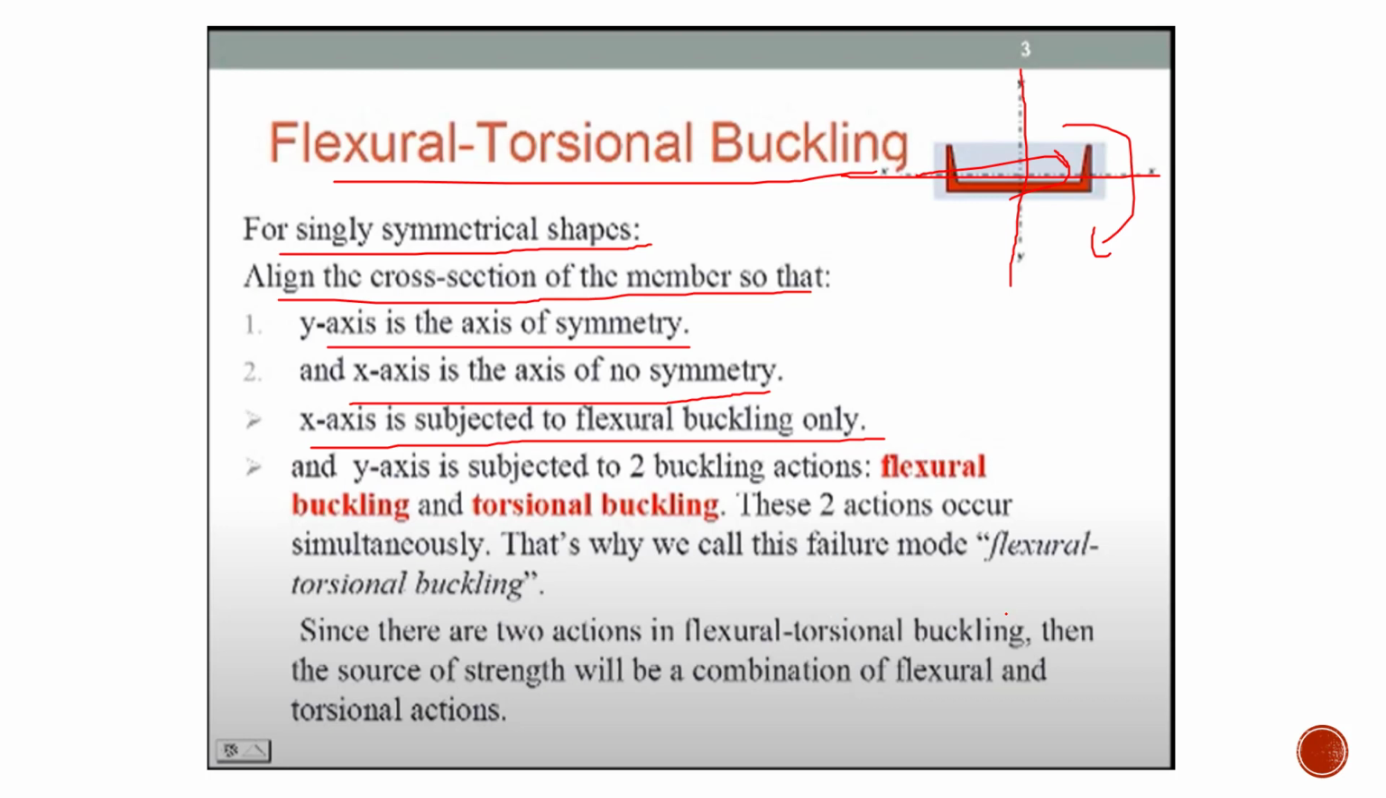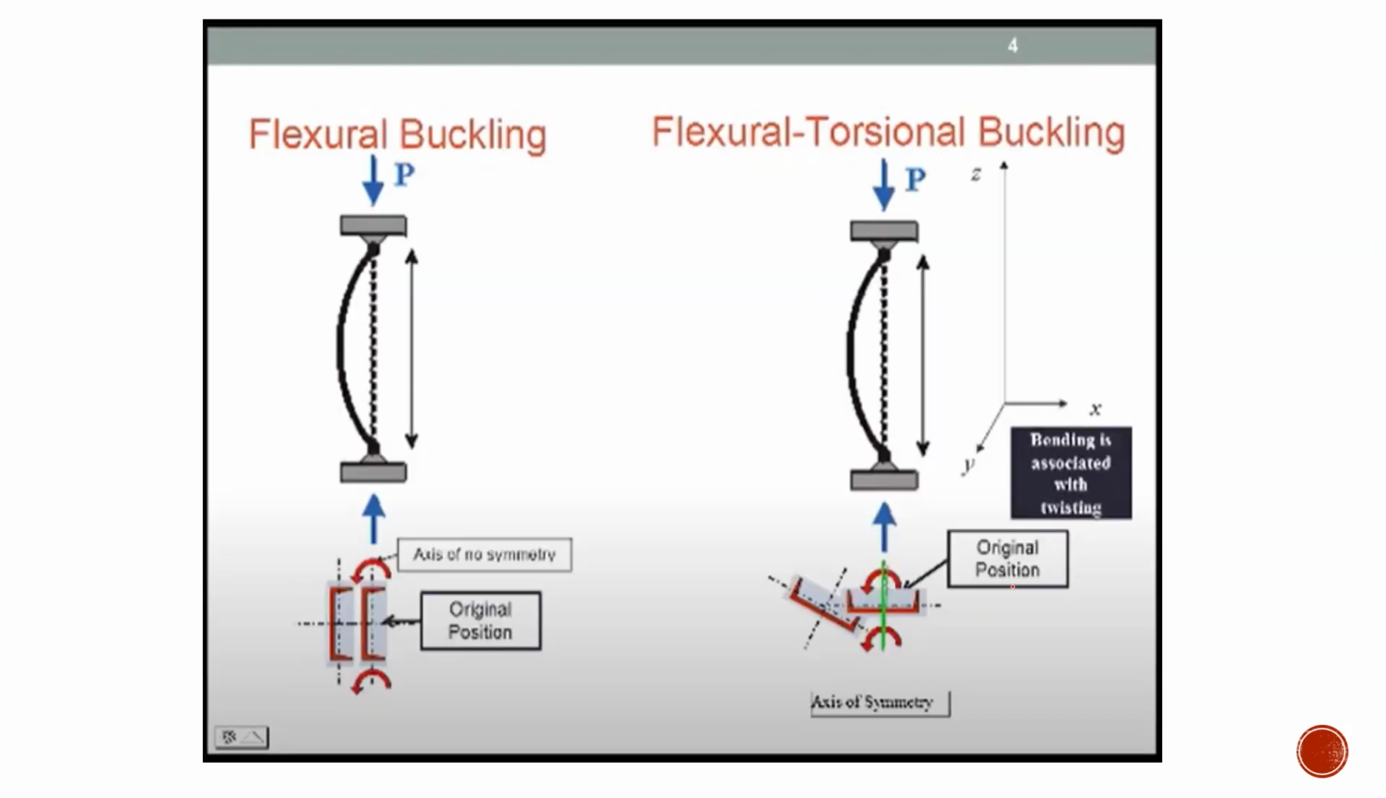Since there are two actions in flexural torsional buckling, the source of strength will be a combination of the flexural and the torsional actions. So you can see here a pictorial representation of flexural buckling, which happens about the x-axis, only pure flexure, and in the case of the same channel section about y, you'll be having flexure plus torsional buckling.